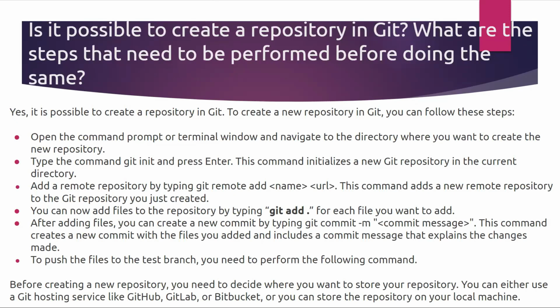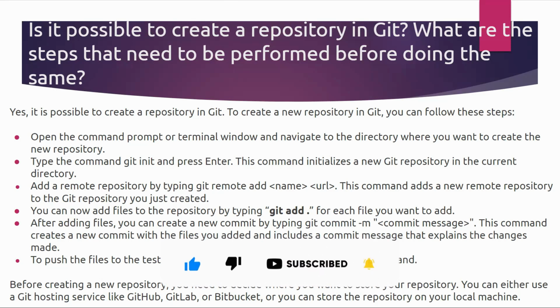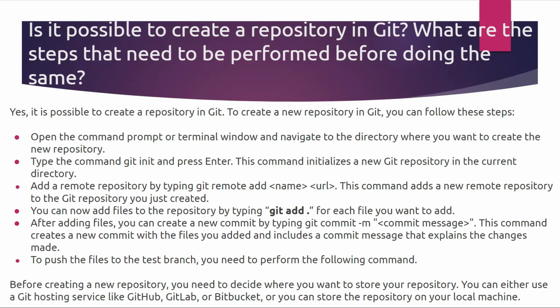Now, the last one. Is it possible to create a repository in Git, and what are the steps that need to be performed before doing the same? It's possible to create a repository in Git, and to create a new repository, you can follow a few steps. You just have to describe them. Usually, when you are creating a new repository, you have to follow them, and by doing this, the complete GitHub repository is created. A new one, basically, is created.